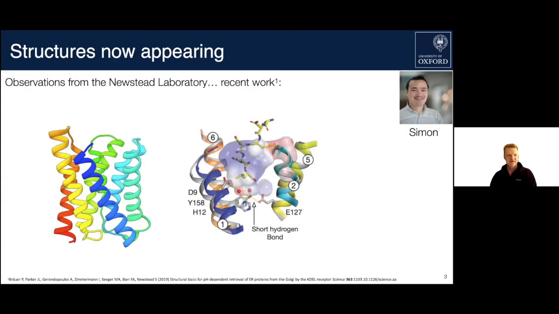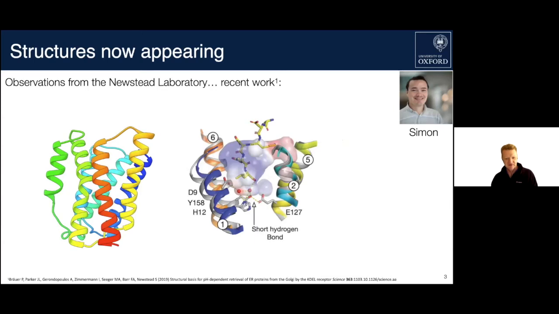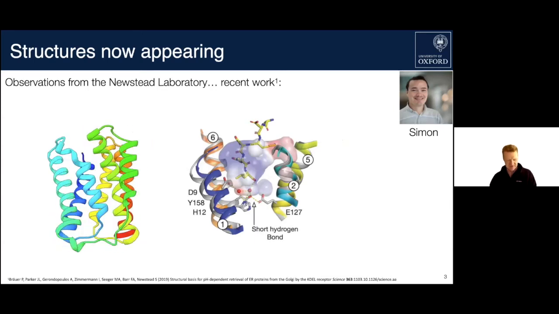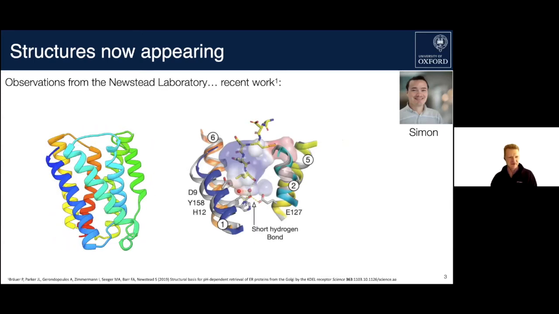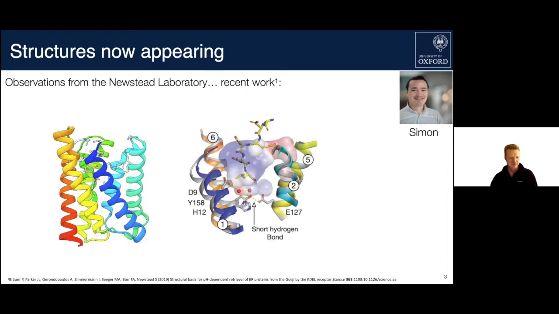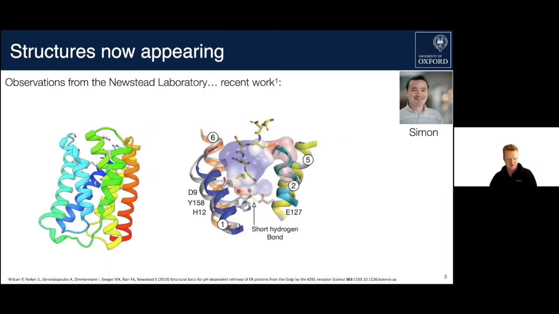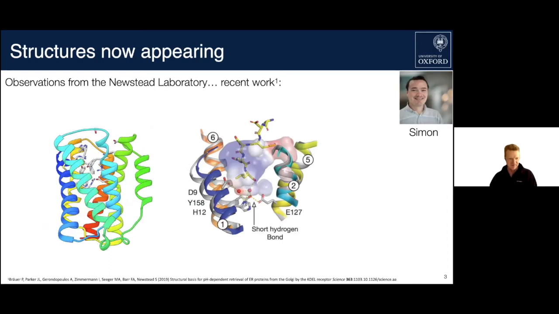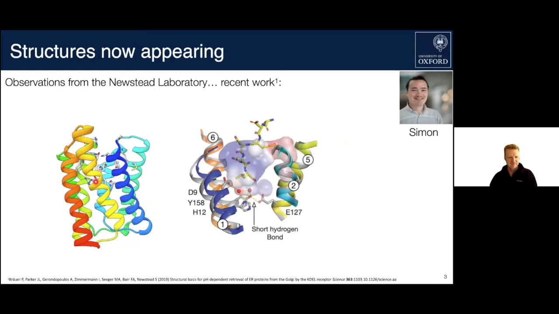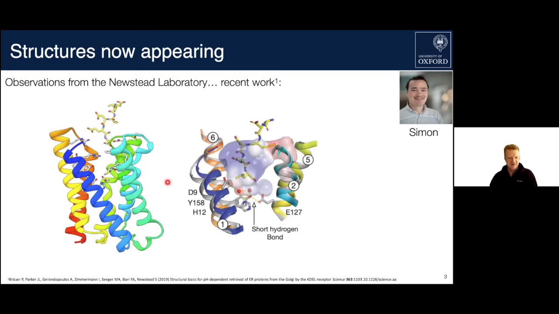Our interest in this was piqued by a collaboration with Simon Newstead, who recently solved the structure of the KDEL receptor. This is what this animation is showing you. Hopefully you can see it, and hopefully it's not too jumpy via the internet. He solved this in an APO state and a KDEL bound state.